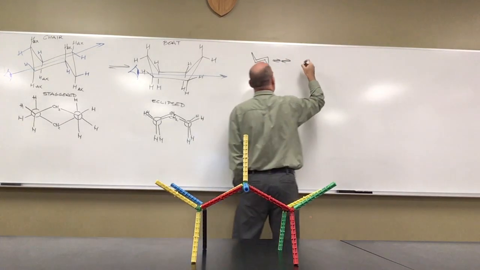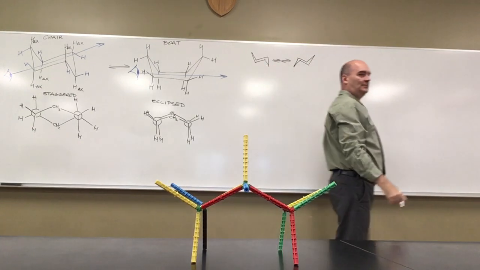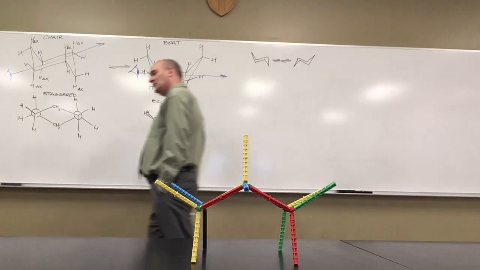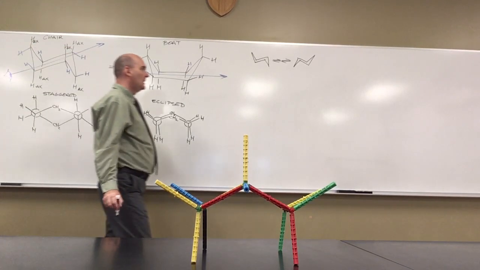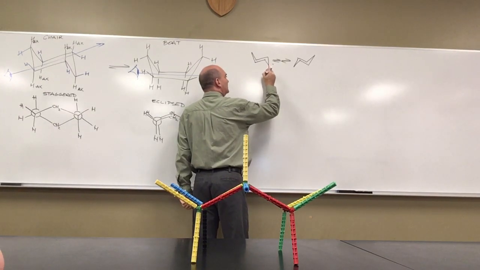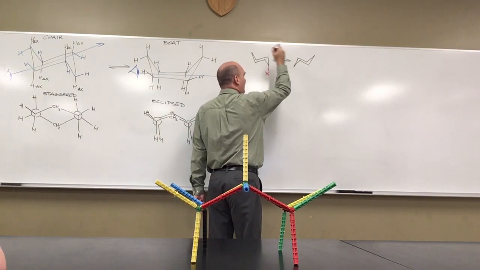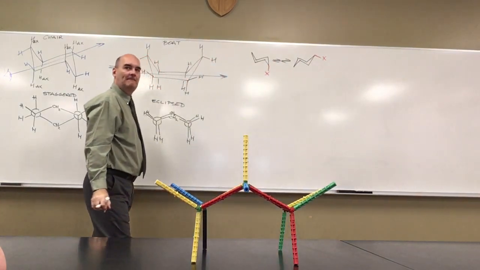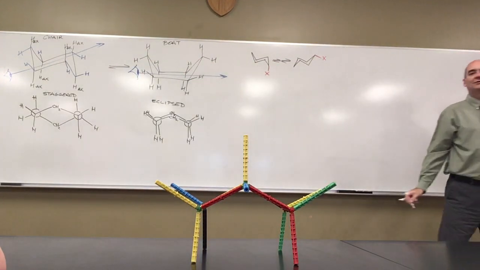So there's a boat in between these two chairs. And we're going to pass through that boat to get to the other chair. And any group that is currently here, when it flips to the other position, will end up there. The axial positions turn into equatorial positions, and equatorial positions turn into axial positions.